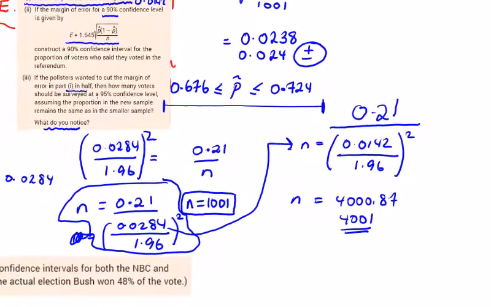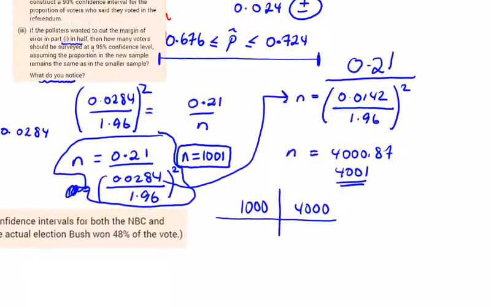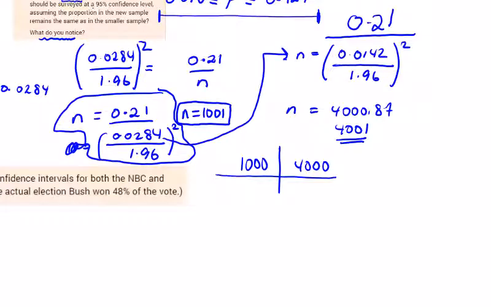So we're asked, what do we notice? Well, what do we notice? We had n was equal to it. Let's round these off to 1000 and 4000 and we might see something. 1000 to 4000. So we halved the margin of error. So what is it? We have gone from 1000 to 4000. So we've halved the margin of error. So to halve the margin of error, we have to multiply the sample size by 4.